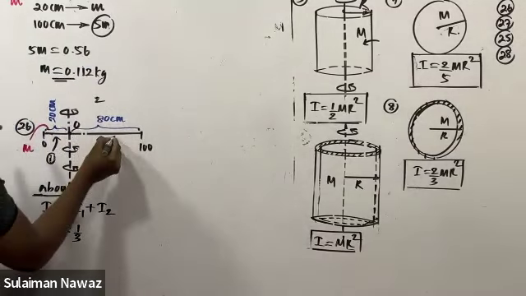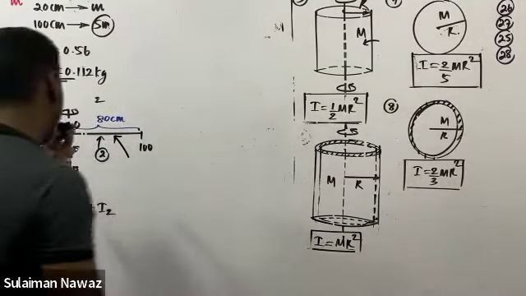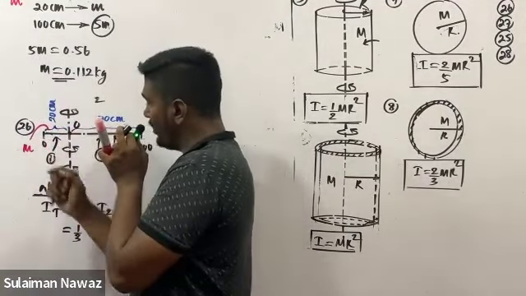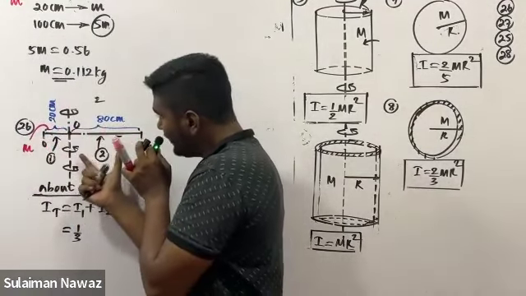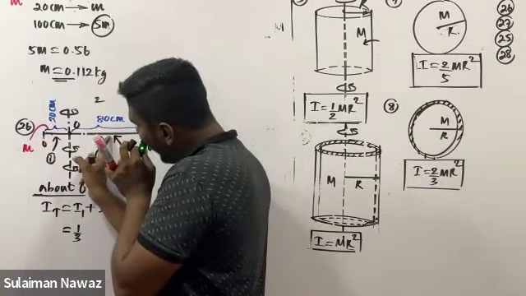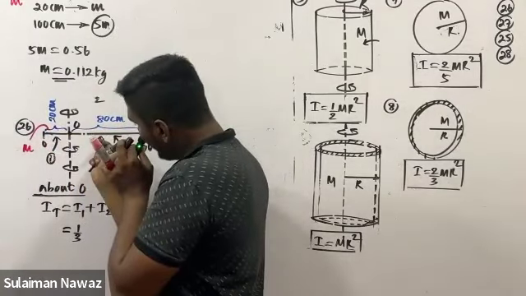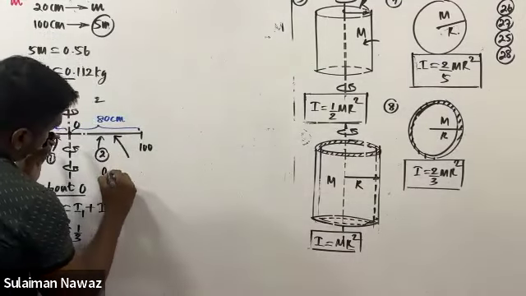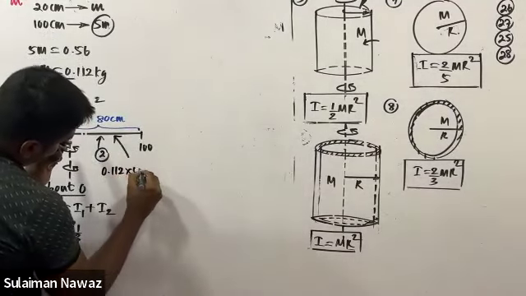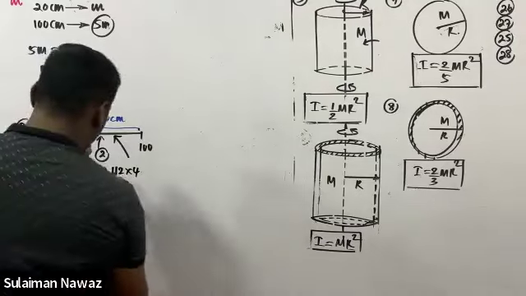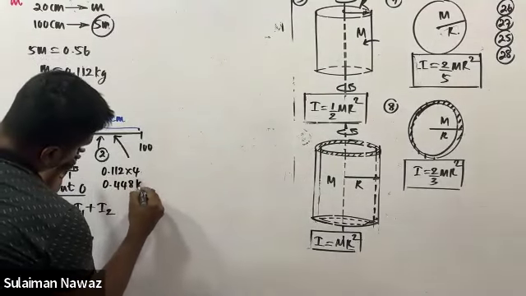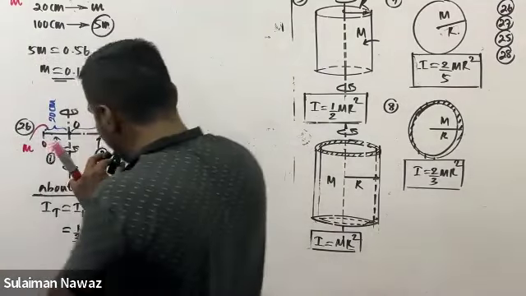So for part 1, I understood, the mass is 0.112. What is the mass of part 2? Part 2 is 4 times larger than part 1. Then the part 2 mass will be 0.112 into 4. That means 0.448 kilograms. Genuinely hands up.